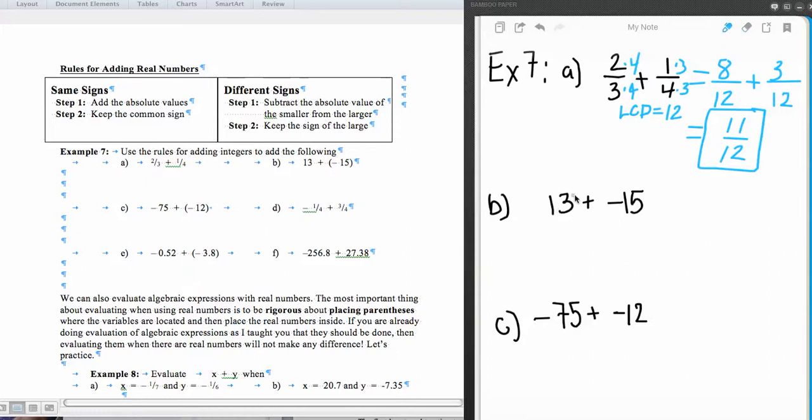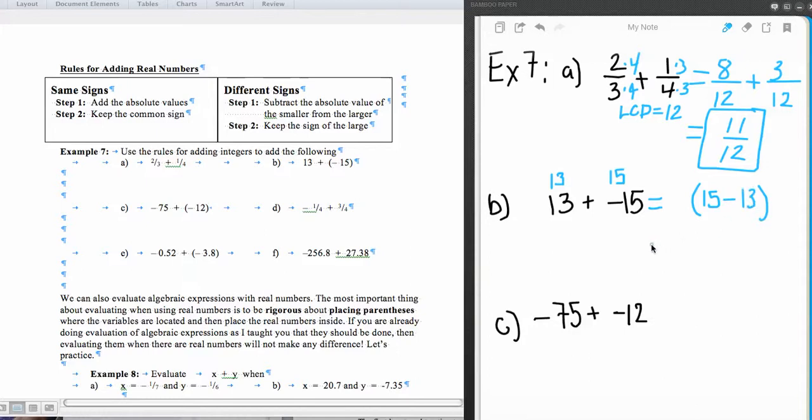Okay, now the rules for adding when we have different signs. First of all, we need the absolute values. So the absolute value of 13 is indeed 13. The absolute value of negative 15 is 15. Now from those, we're going to make a judgment of which one's bigger. So the 15's bigger. What we're doing, and I'm going to put this in parentheses too, because parentheses say this is what you do first, is take the difference of these two numbers, the big one minus the small one.